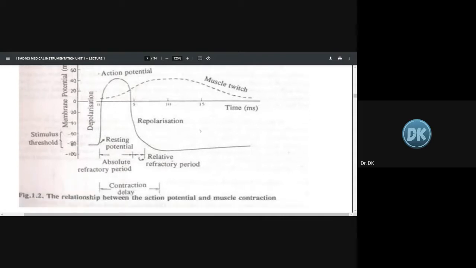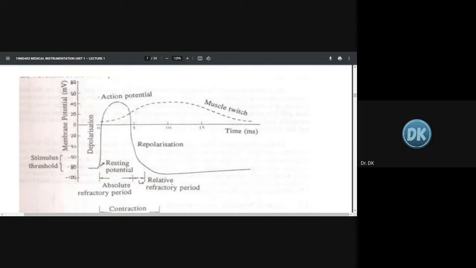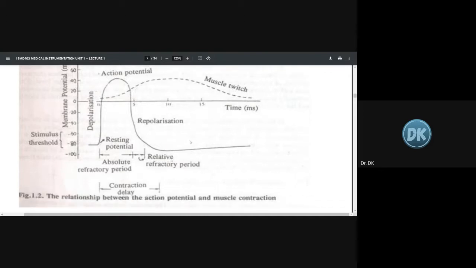Whenever there is a contraction, there will also be a relaxation. When you are flexing and extending your hands or legs, there will be both contraction and relaxation happening. That's called the sliding theory of muscle contraction, which we'll see in EMG. When we are discussing the EMG topic, we'll study all about that. So this is how your muscle contraction is related to your action potential.